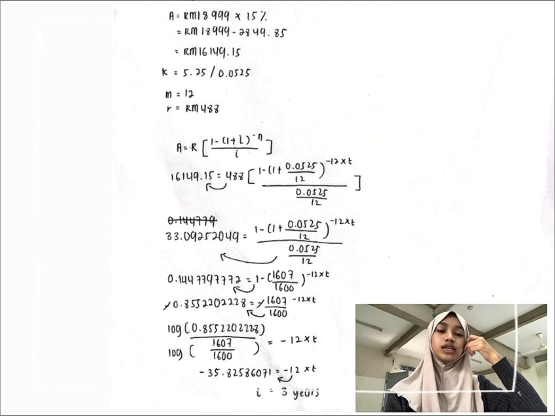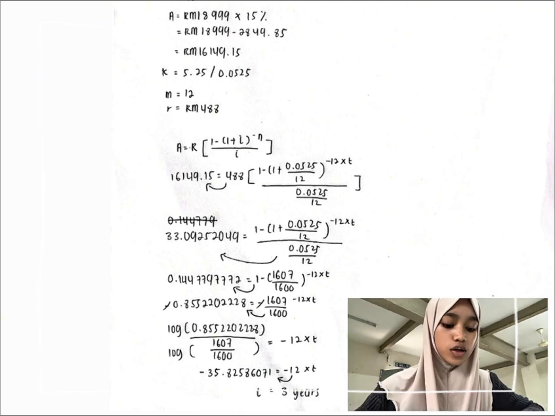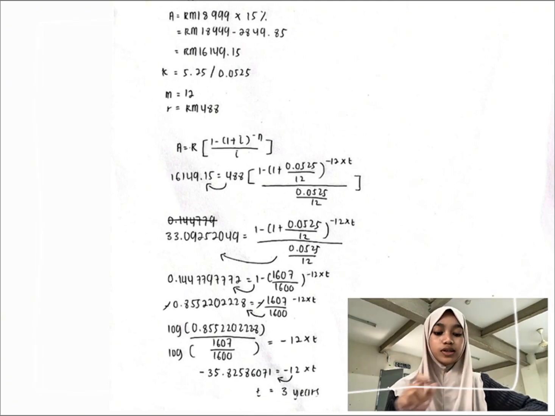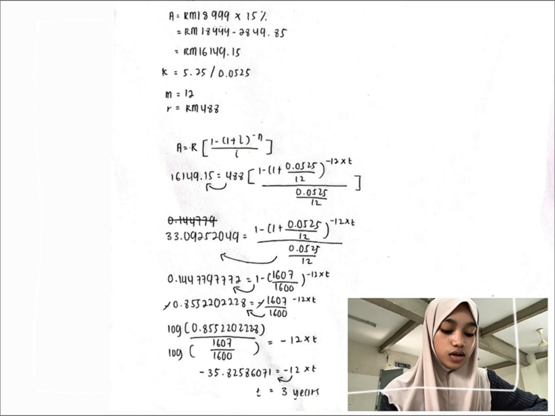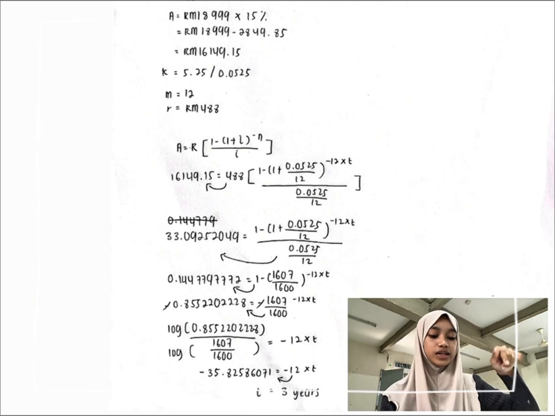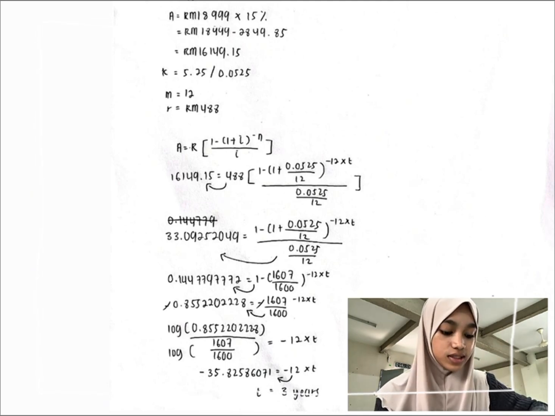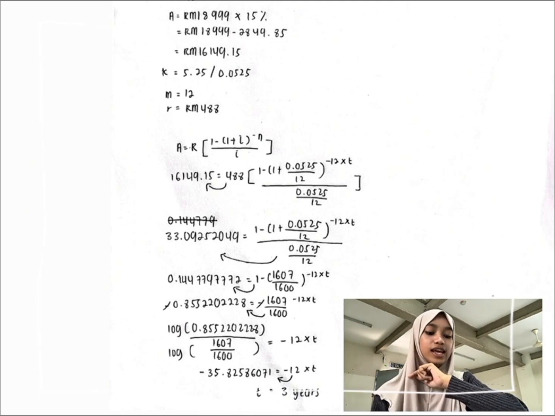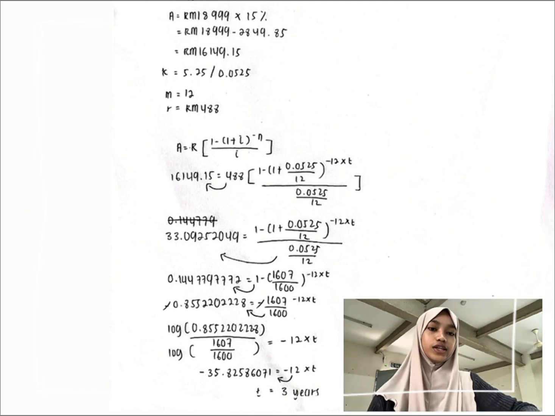So to find T, we use log: log of negative 0.8552202228 per log of negative 1,607 per 1,600 equals negative 12 times T. Okay, get the answer, and negative 12 we bring to the other side and get the answer T equals 3 years.